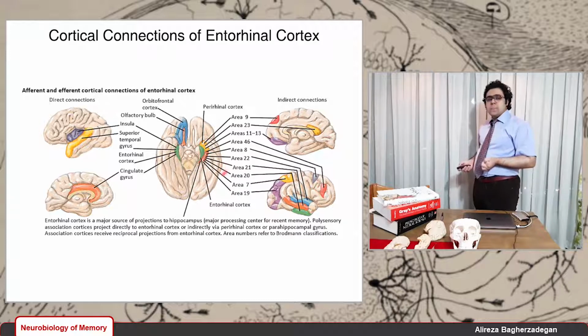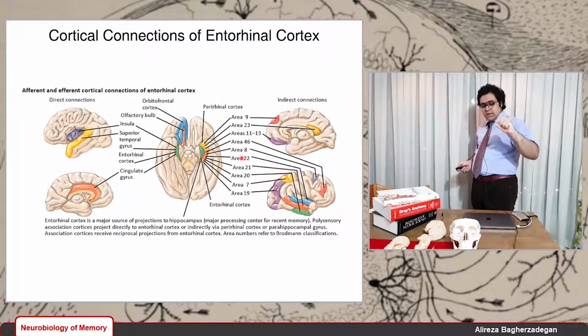They contact the entorhinal cortex, and these areas are actually numbered based on Brodmann's classification. There was a neuroanatomist who numbered different areas of the cortex based on their function.